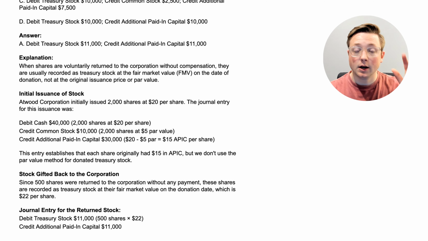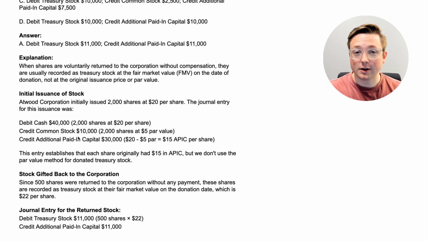So let's go down here. Remember the initial issuance of the stock. They issued 2,000 shares at $20 per share, so that was a debit to cash for $40,000. They credit common stock for the 2,000 shares at the $5 par value, so that's $10,000. And then you credit additional paid-in capital, $30,000.